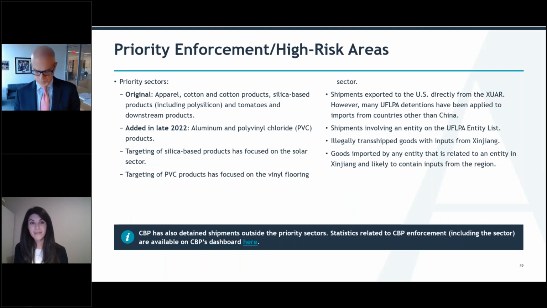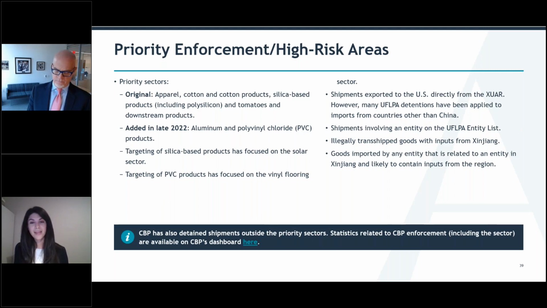And thinking about the high risk areas for enforcement under the UFLPA, CBP takes a risk-based approach to its targeting of goods and sectors that it believes may originate from the XUAR. Originally, it named apparel, cotton, silica-based products, tomatoes, and certain downstream products as high priority for enforcement under the UFLPA. But in 2022 and in subsequent times, CBP has expanded that list to include aluminum and polyvinyl chloride products, among others. And these priority sectors continue to be updated, and CBP's targeting strategy has continued to evolve.